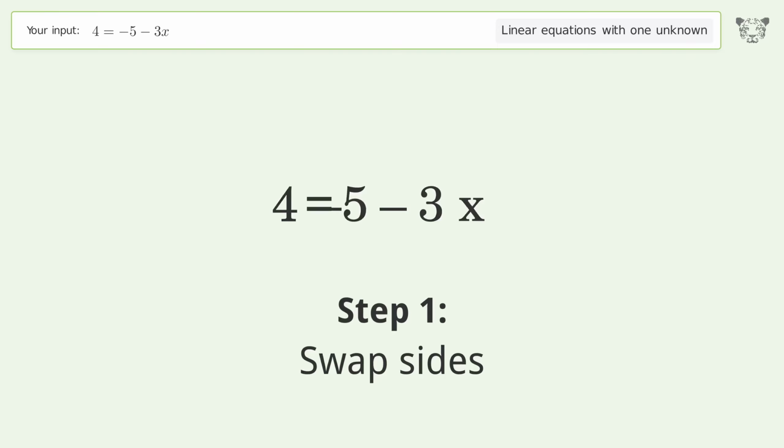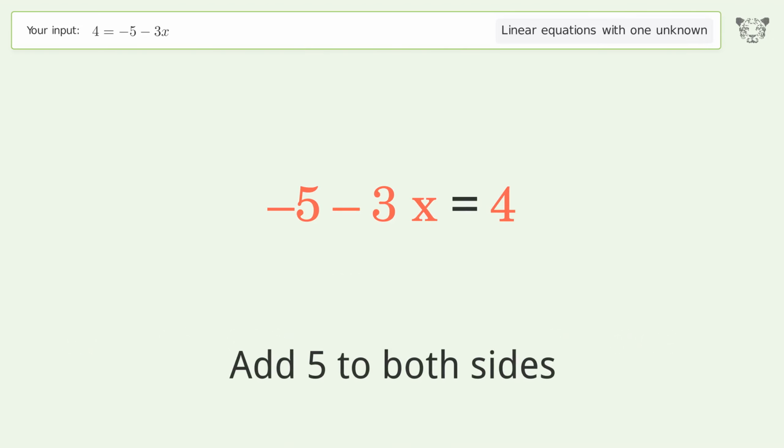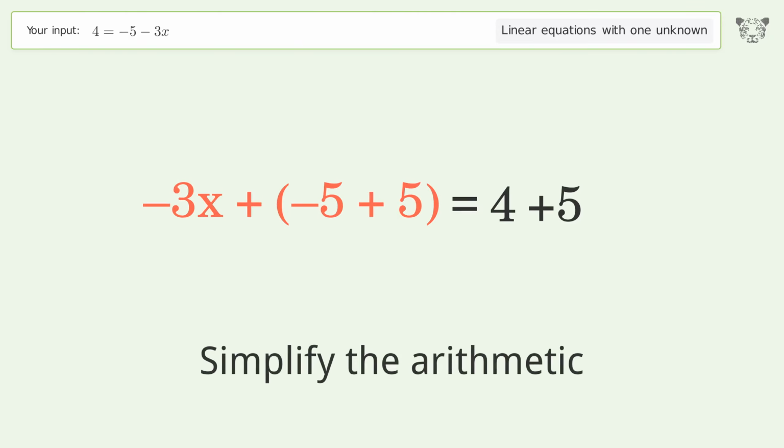Swap sides. Group all constants on the right side of the equation. Add 5 to both sides. Group like terms. Simplify the arithmetic.